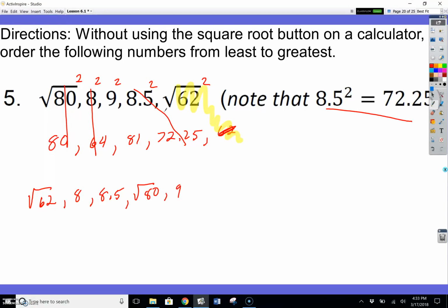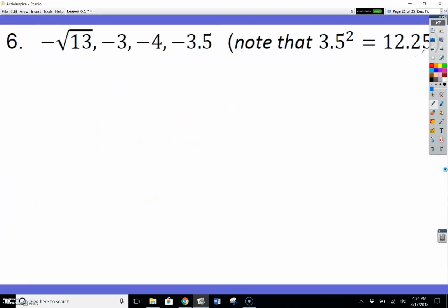Okay, so I just want to get all these numbers in a way that I can compare them. That's why I squared all of them, because it's very hard to compare whole numbers with square roots. So now looking at this one, we're going to look at all the negatives, and we're going to kind of ignore them, and we're only going to square the numbers that they're attached to. Okay, so this is going to give me negative 13, negative 9, negative 16, and negative 12.25.